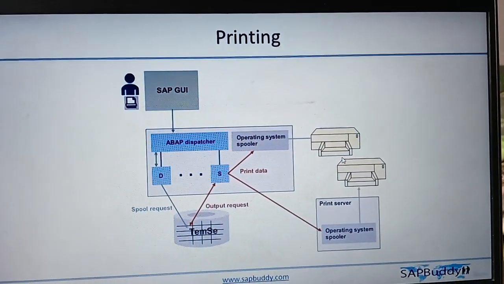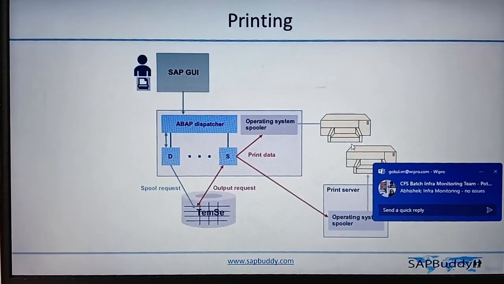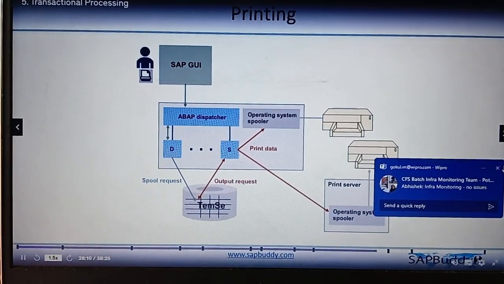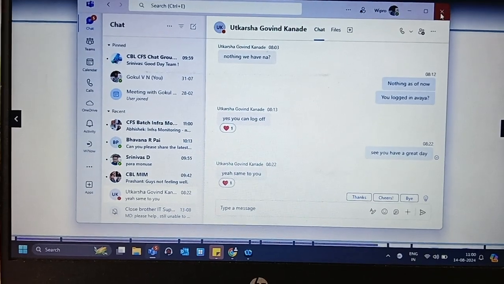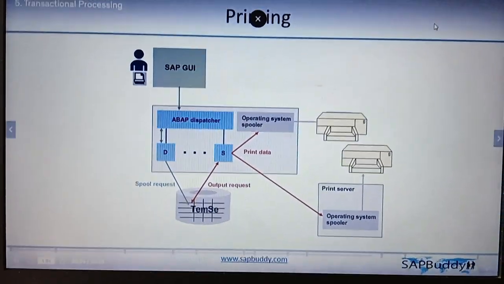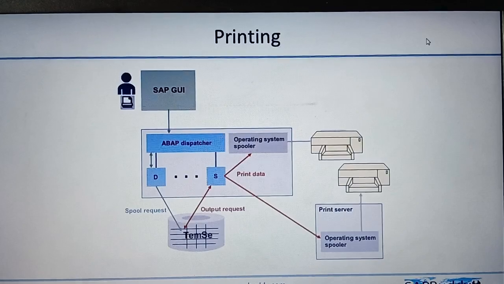This spool request will have your printer details, what all the pages need to print, and all relevant information which is required to print this document. This will be saved in TemSe. This is a temporary sequential database, where all the output will be saved.